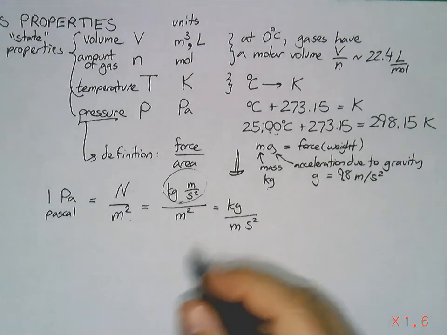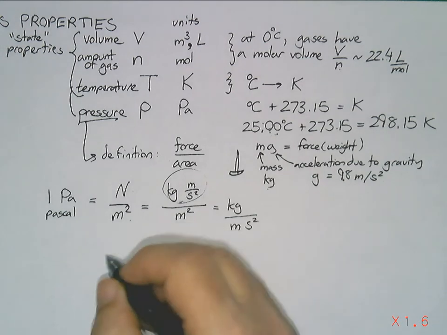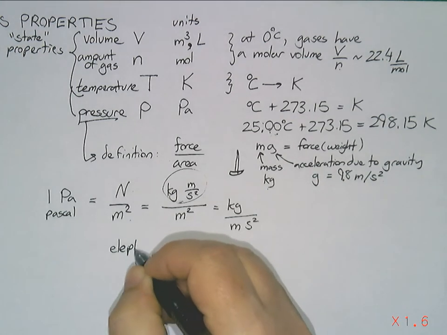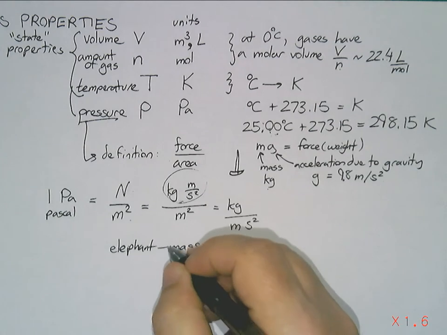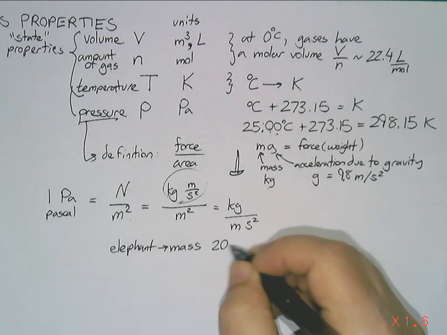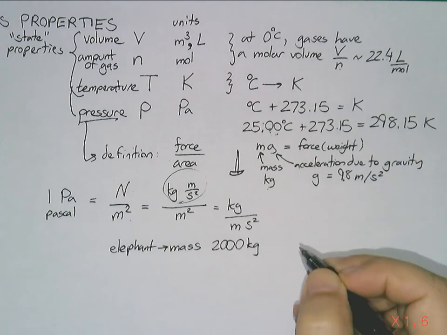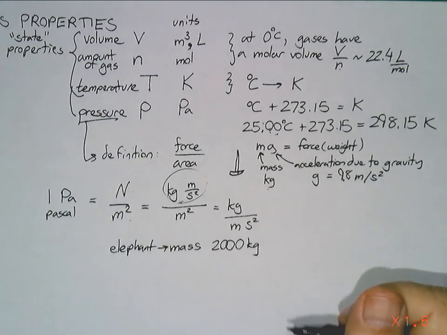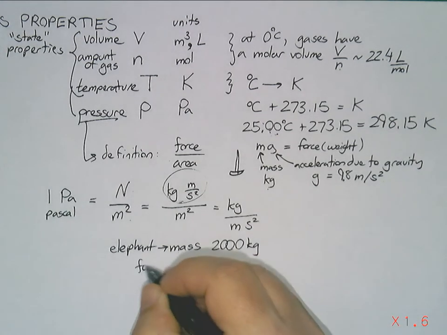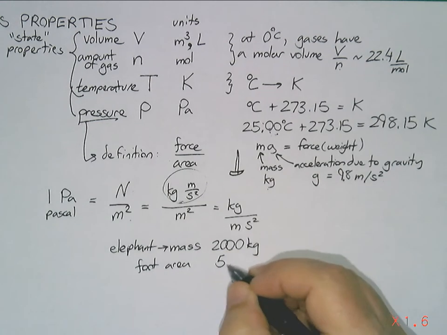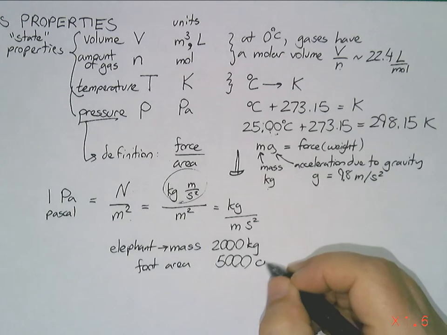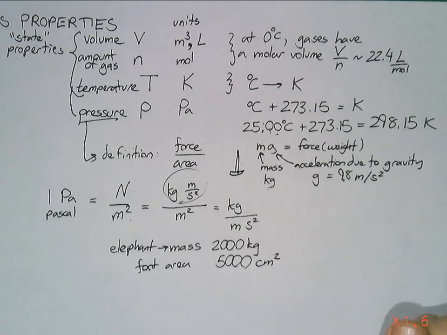Suppose I have an elephant with a mass of, let's say, 2,000 kilograms. And elephants have big feet. Their foot area is going to be 5,000 square centimeters, let's say. Let's figure out how many pascals of pressure the elephant exerts on its feet.